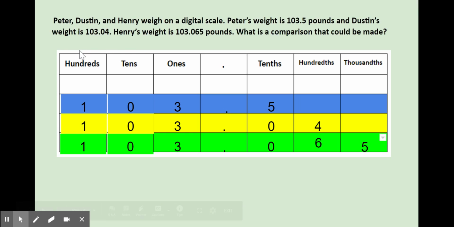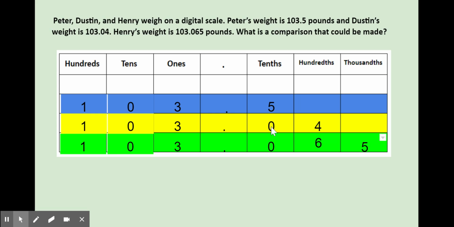Then we start over comparing our numbers by starting with the whole numbers, because whole numbers are larger than decimal numbers. So because it goes up to the hundreds, all the numbers in the hundreds place are the same. So then we move to the next place value, which is the tens. All the numbers are the same in the tens place, so we move to the ones place. Those numbers are the same. Move to the tenths place. I noticed that there's a 5 and 0 and 0. Well, 5 is larger than 0, so that makes 103 and 5/10 larger than the other two numbers.